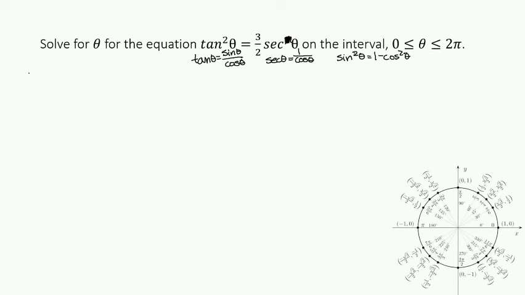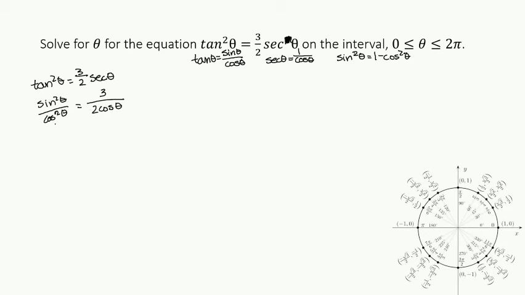Okay, so let's go ahead and write this down here. Tangent squared of theta equals 3 over 2 secant of theta. Okay, so now we know since tangent of theta equals sine of theta over cosine of theta, then tangent squared of theta is also going to equal sine squared of theta over cosine squared of theta. So then we also know that the reciprocal of the cosine is the secant. So we can write this as 3 over 2 cosine of theta.